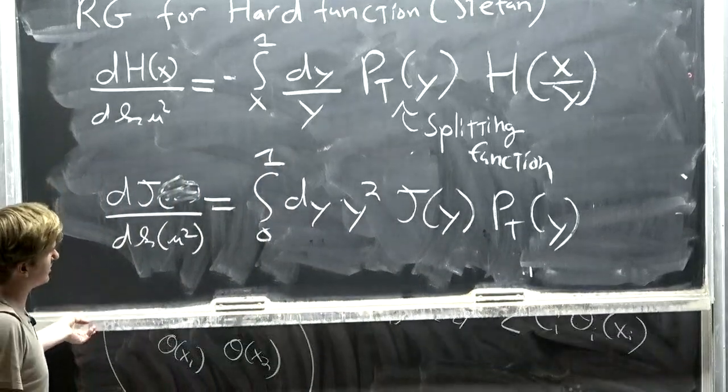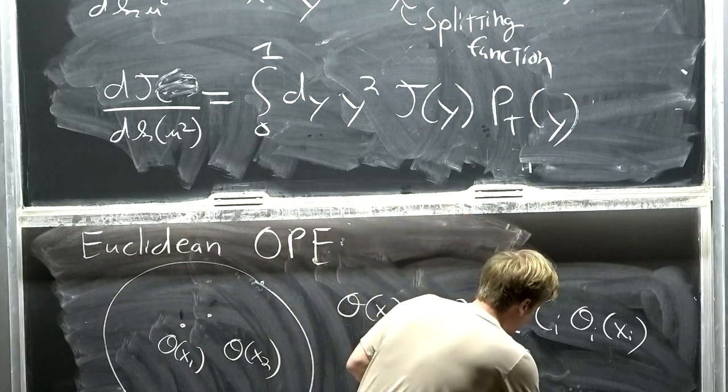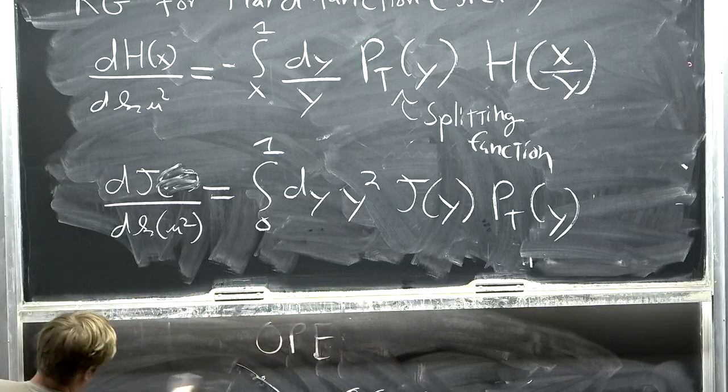And so now what we can do is specialize to a conformal theory. We can just make an ansatz for the structure of this jet function.